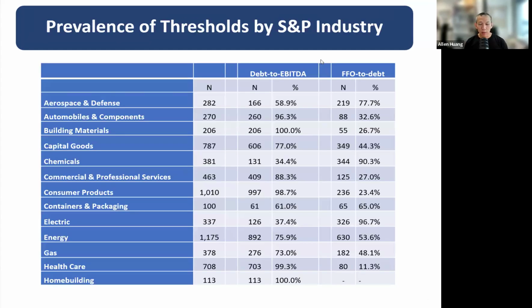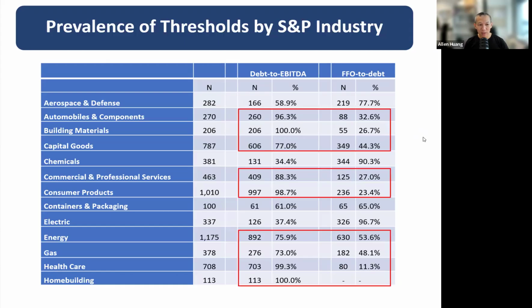Okay. So, as the first part, we look at the prevalence of the ratios. And here we are dividing it by industry as classified by S&P. We're looking at what percentage of the firm years within this industry have one of the two ratios. So the first thing that we notice here is that not every industry has the same prevalence of the ratios. Some ratios are more prevalent in some industries and other ratios are more prevalent in other industries.